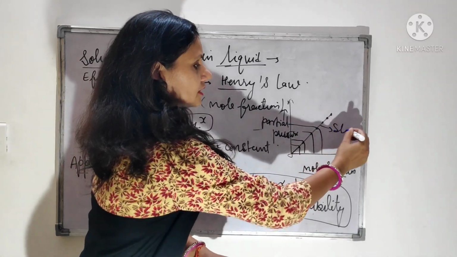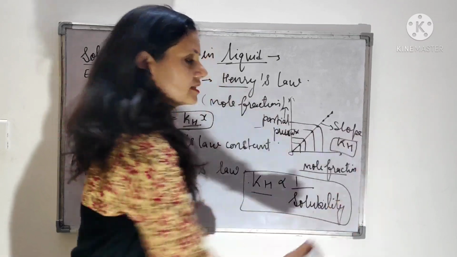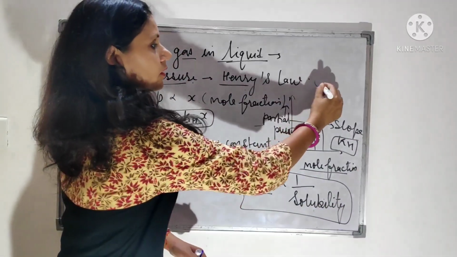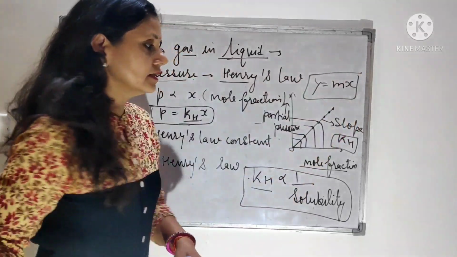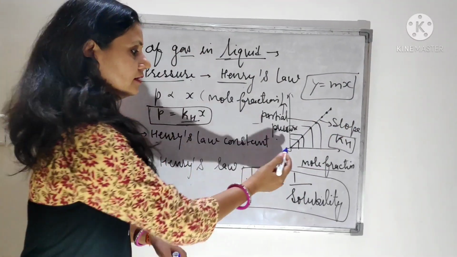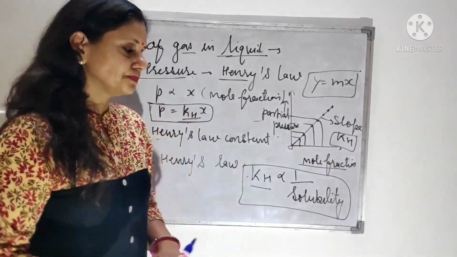And the slope of this graph, what will it be? That is kh. kh is the slope of this graph. We have to follow the equation y equals mx plus c. Here the intercept is not there, as it starts from 0. So the slope will be kh.